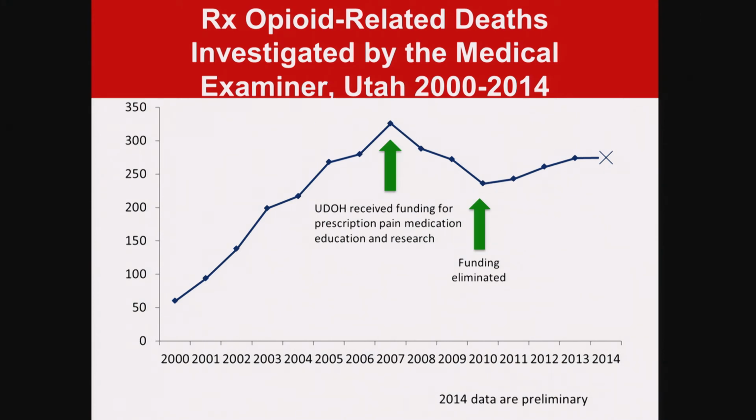This graph displays the number of prescription opioid-related deaths investigated by the medical examiner each year since 2000. And the maximum number here actually occurred in 2007, the year that the legislature began funding prescription pain medication program. And during the time that we had that funding, the number of prescription opioid deaths by year declined 27.6%. And then the year after funding was eliminated, there was an increase, which has continued a little bit.